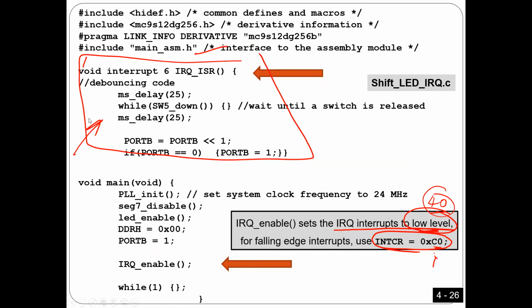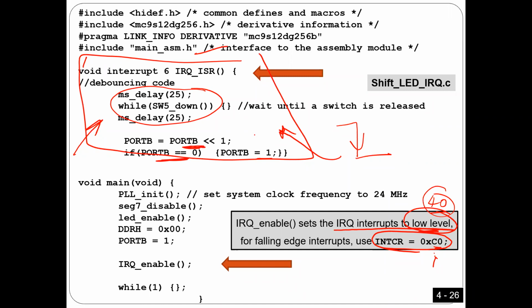Here I am sure that every time there is a falling edge, this subroutine is going to be called. So what you want to do when there is a falling edge, this is similar to what I did before. This part is for debouncing. And then I'm going to shift to port B, and if port B equals 0, I'm going to make it 1. This is exactly similar to what I did before.